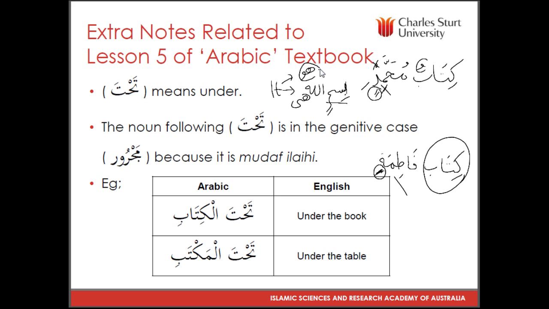Aina? Yes, Osman. هي تحت المكتب. So, here تحت المكتب. Again, تحت is what? When you say تحت, the noun after it takes kasra, so you should say تحت المكتب, under the desk.